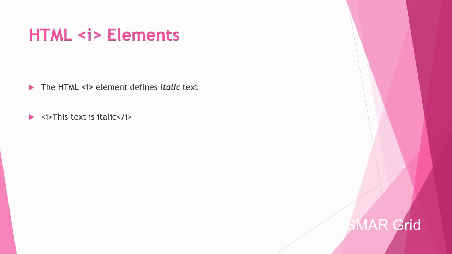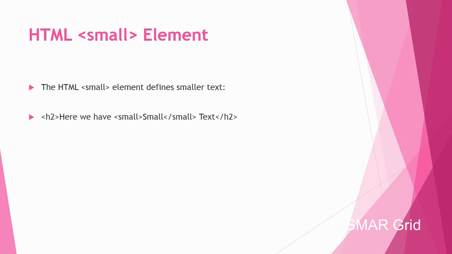Generally, we use italic to define an important note or some kind of thing for the user to read in the text. Then we have small, and this small element is used to show the text smaller than the normal, actual size. Here we are using h2 element tags, and here we define the small. This small is the tag, and small is the text here, again ending with a small tag.